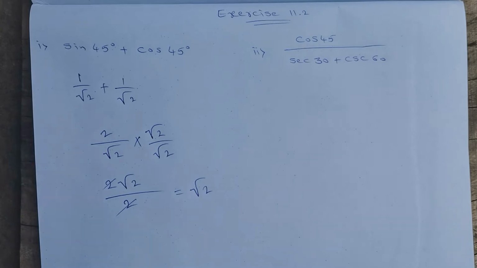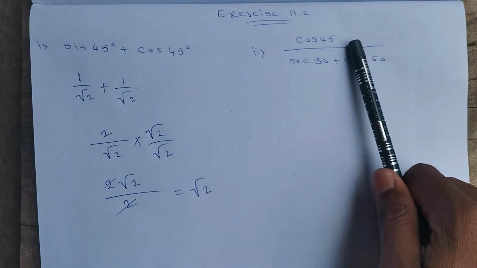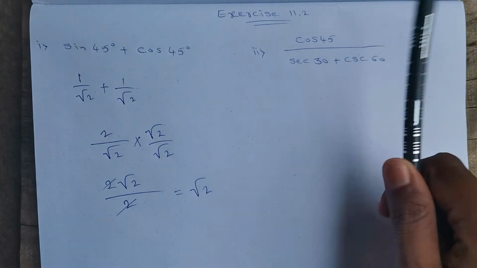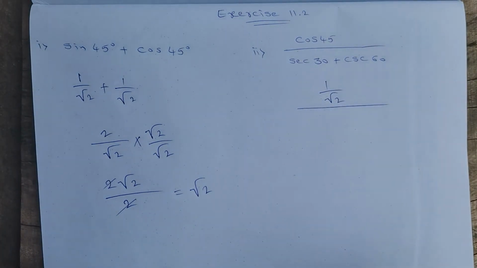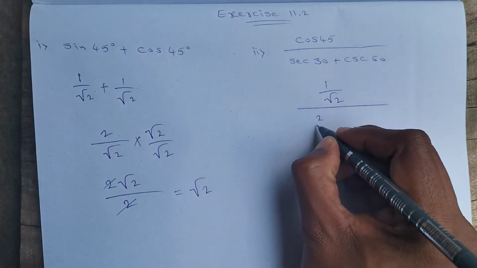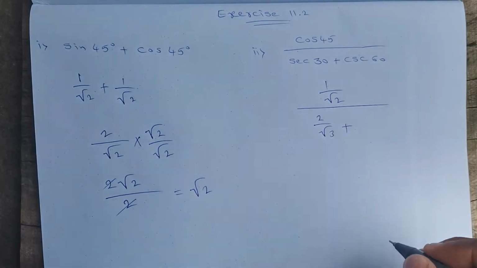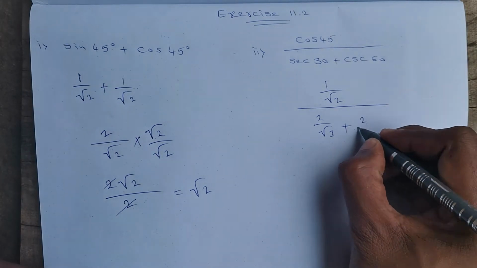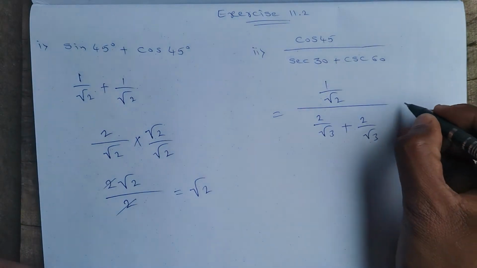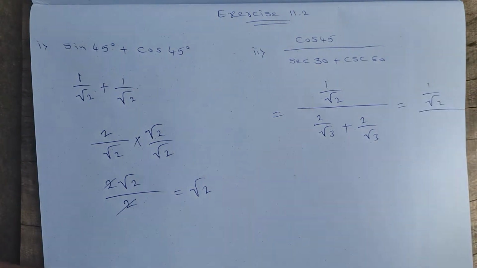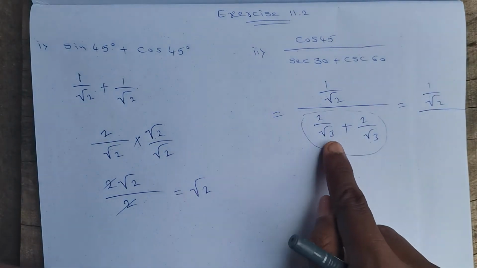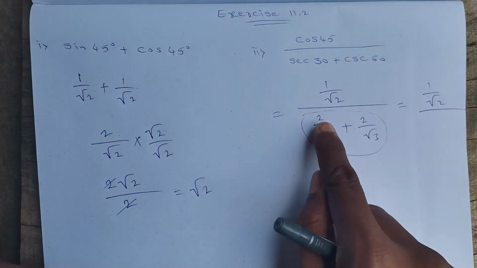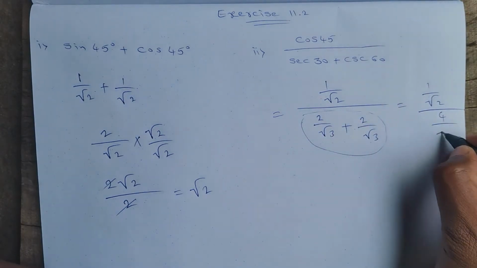Next, second question, if you observe, what is the value of cos 45 divided by secant 30 plus cosecant 60? Cos 45 value is 1 by root 2, whole divided by secant 30, 2 by root 3, plus cosecant 60 is again 2 by root 3. Now the numerator as it is, 1 by root 2, whole divided by, in the denominator if we observe this part, these two denominators again same, so we can add the numerators. 2 plus 2, 4 by root 3.